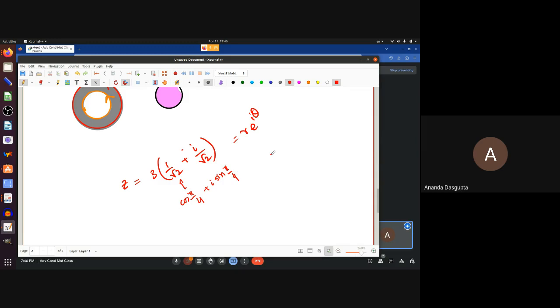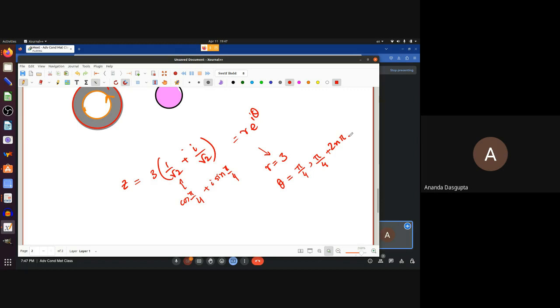What is the value of r here? Three. Theta is pi by 4, obviously. What's the value of theta? Pi by 4. Of course, you could say pi by 4 or pi by 4 plus 2 n pi, where n is 0, 1, 2, 3, minus 1, minus 2, whatever. But it's not completely arbitrary, right? Theta can only take a value of pi by 4 or pi by 4 plus 2 pi times an integer.